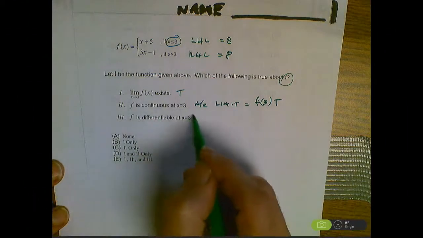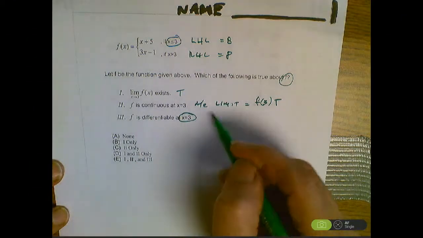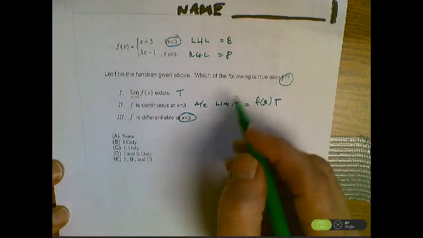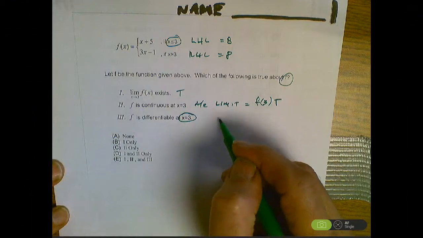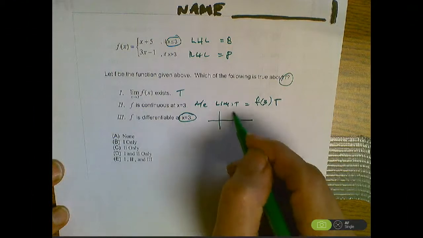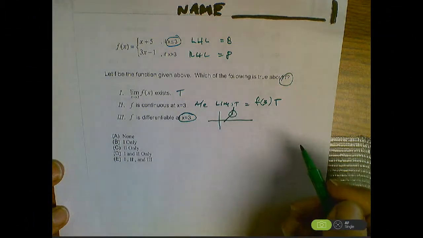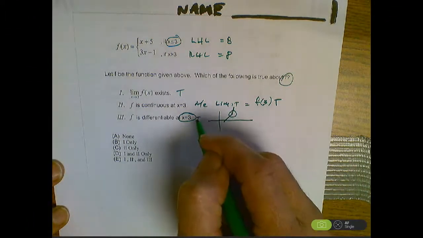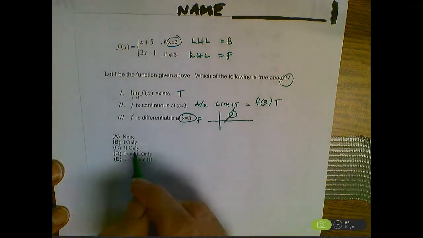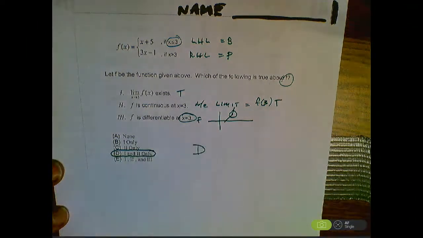Is f differentiable at 3? Well, we could see that one has a slope of 1 and one has a slope of 3. So when these things come together, when x is 3, one has a slope of 1, one has a slope of 3. We could obviously see that it's not differentiable because it's a cusp. So this is false. So 1 and 2 are true, so we're going to select D as our answer there. D. Okay, moving on.